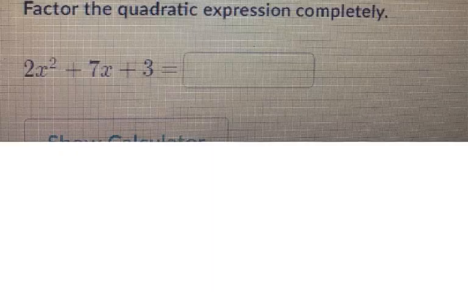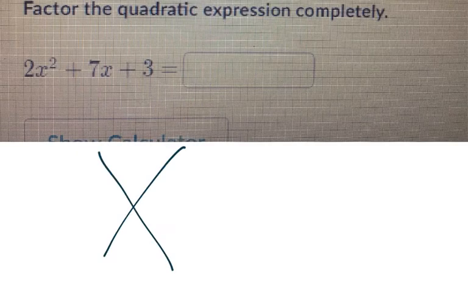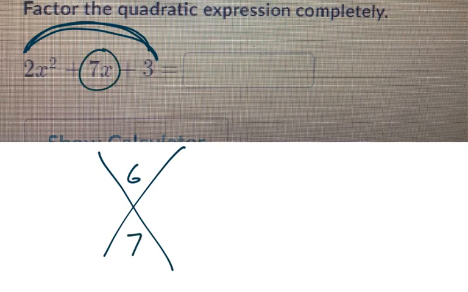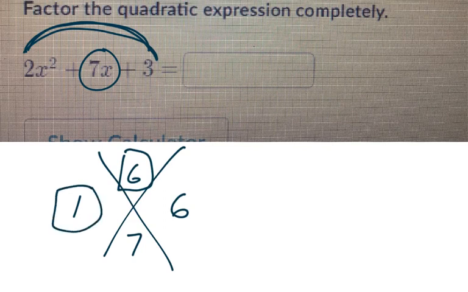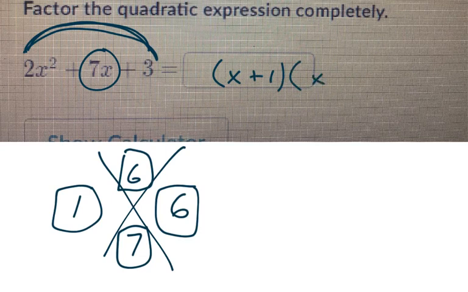All right, let's try another one. This one's more straightforward, right? I'm going to do my x. 2 times 3 is 6. Don't forget to multiply the first with the last, if you're doing the x method. Notice the 7x in the middle for my sum. The only way this is going to work, guys, is 1 times 6 is 6. And the 1 plus the 6 is 7, right? So notice my answer is going to be parentheses, x plus 1, x plus 6.